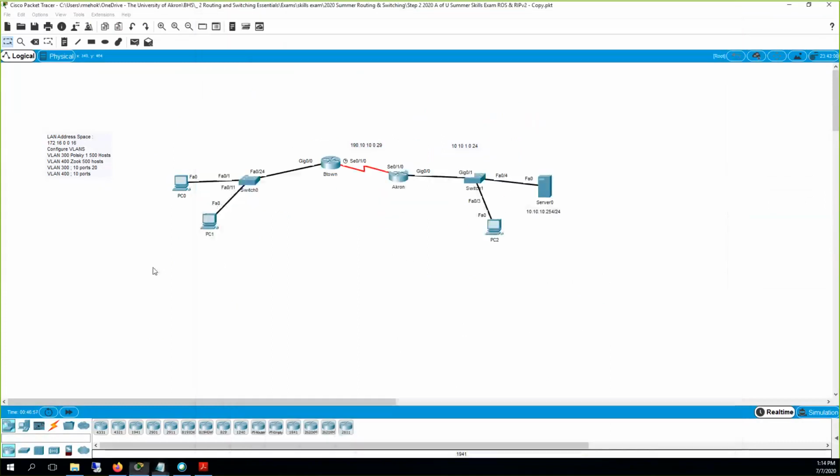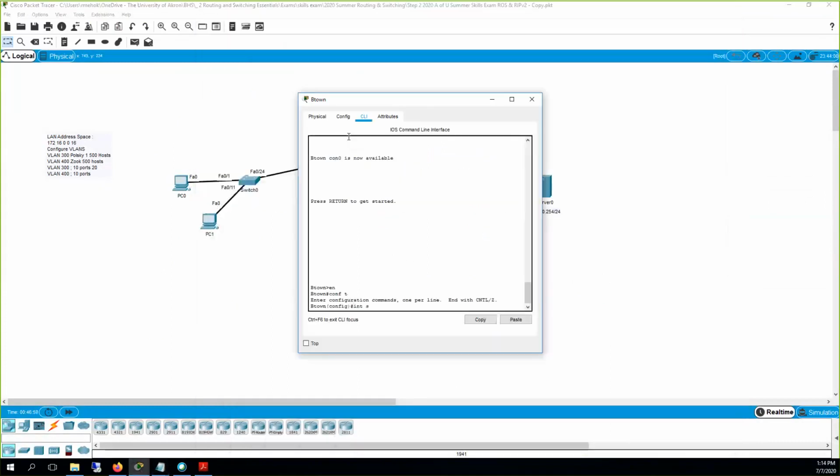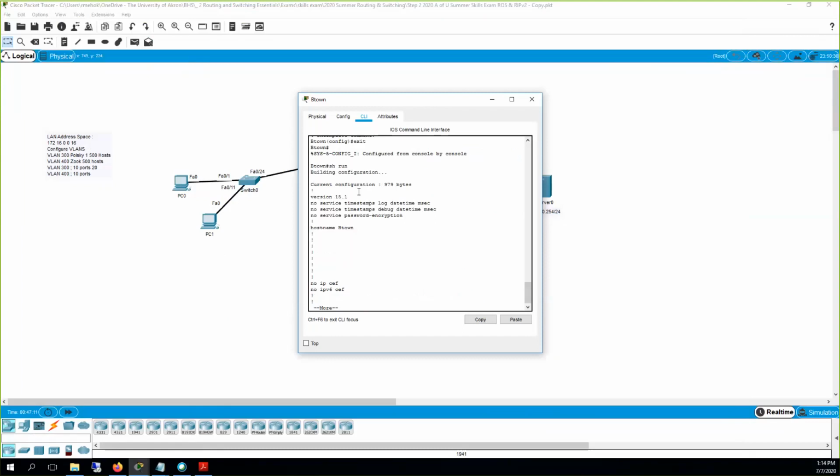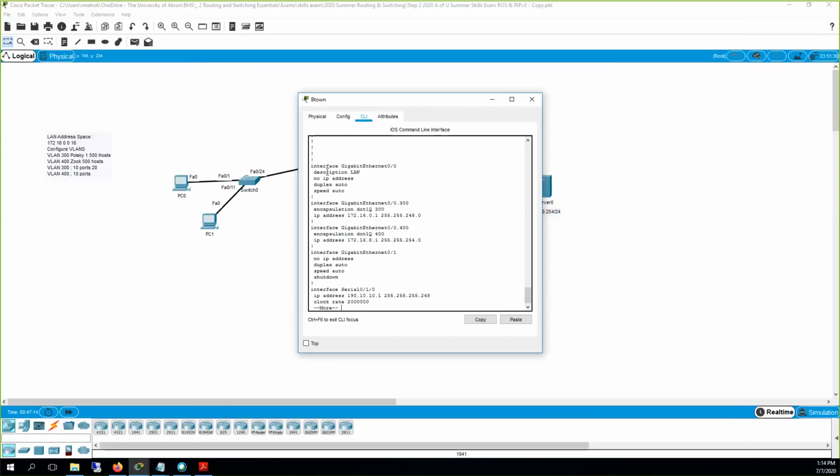So let's review router on a stick. First thing we want to do is go in. If we remember our router on a stick, we're looking for sub interfaces. Show run. And you can see that gigabit 0/0 is not shut down. So the no shutdown was committed on there. And also the gigabit, remember the .300 is a label. The encapsulation dot1Q 300 is the VLAN, which we'll see on the switch. So these do not have to match.